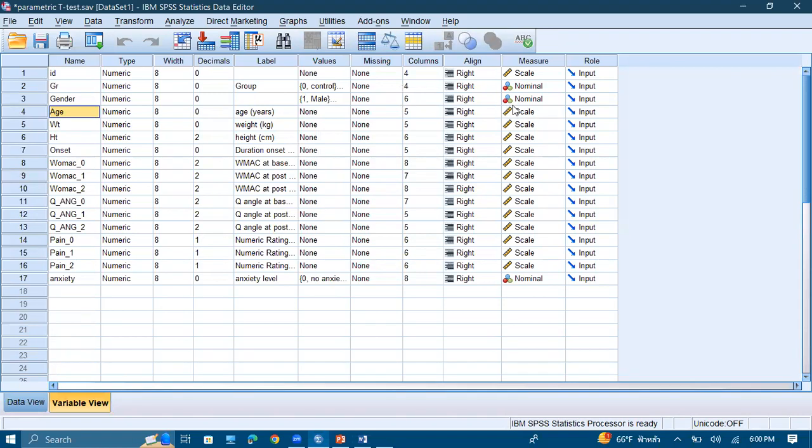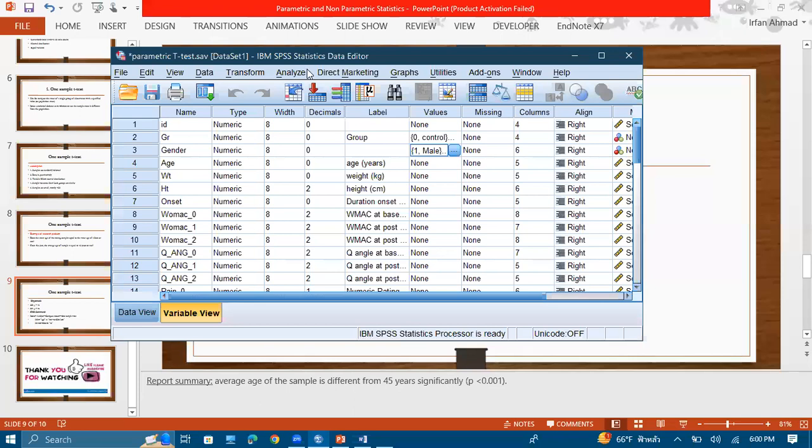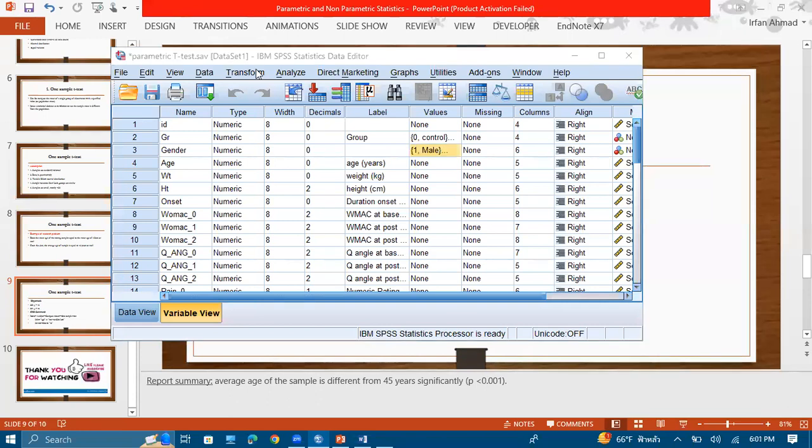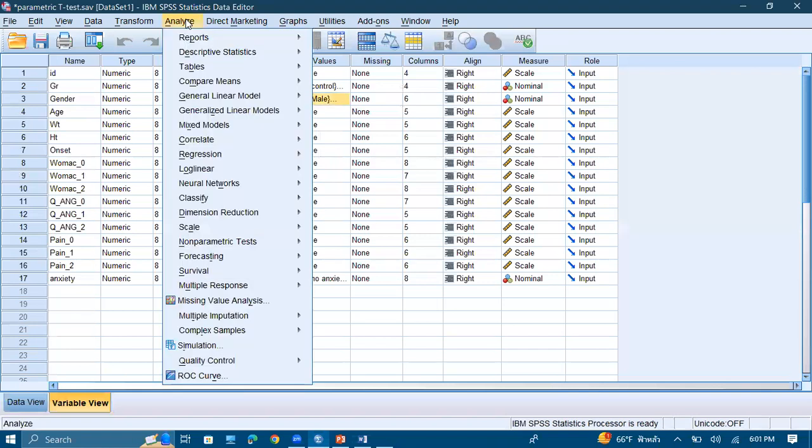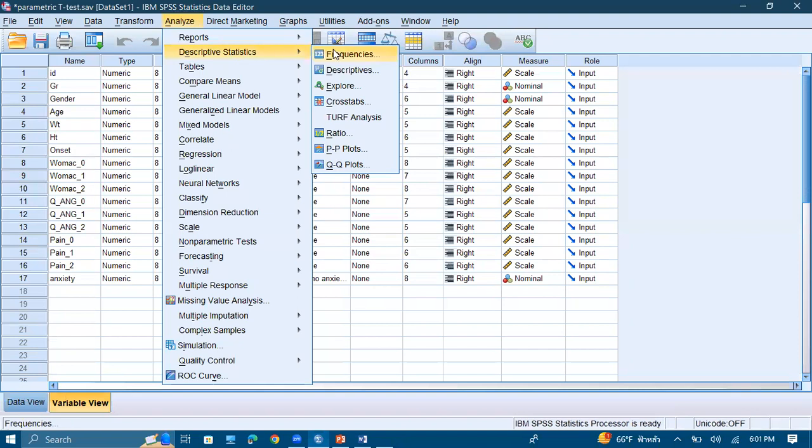Now the third assumption is that the data should be normally distributed. To check the normality of the data, we come to Analyze. We actually want to check whether the data is normally skewed or not. Come to Analyze, then Explore.